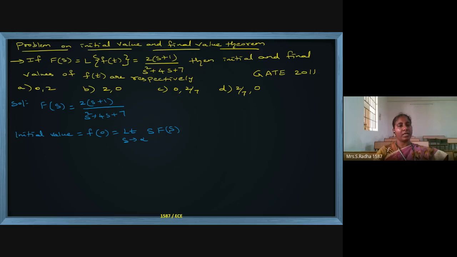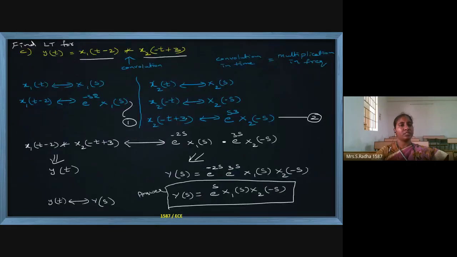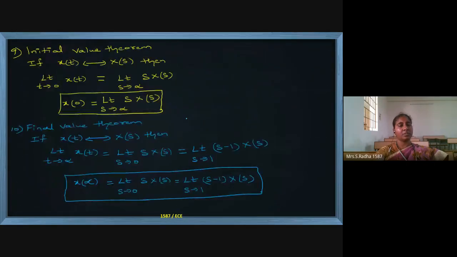Okay. Now what will happen? S into f of s. I will show the theorem for you. This is the initial value theorem. In time domain, when you put t equal to 0, that is called initial value of the signal. Frequency domain x of s is already present. You have to multiply one s along with that, and apply limit s approaches infinite. This is the initial value theorem.